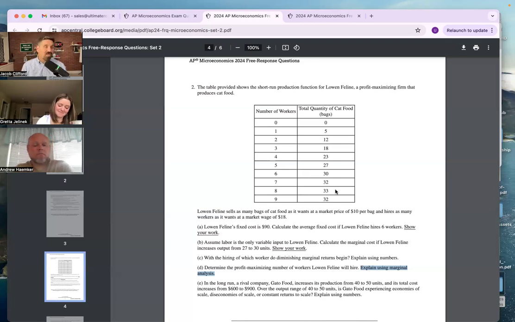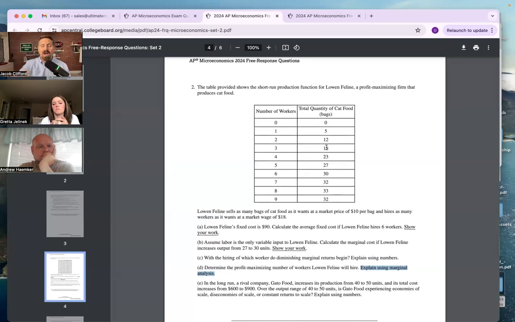I don't think it's necessarily fair, but I understand what they're trying to do. They're trying to say kids can't just say when the marginal revenue product is greater than the marginal resource cost, because that's happening for all the workers, right? The first worker has marginal revenue product greater than marginal resource cost. Next worker, the worker is generating more revenue than their cost.